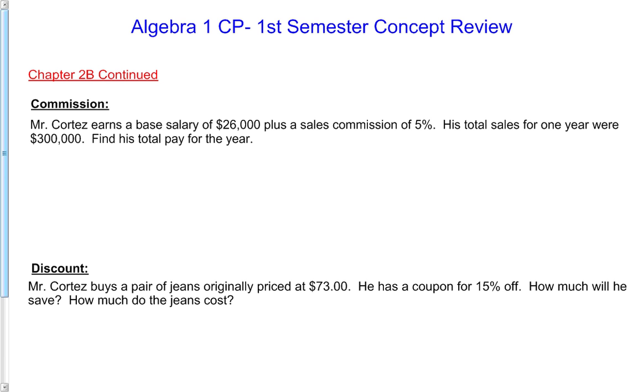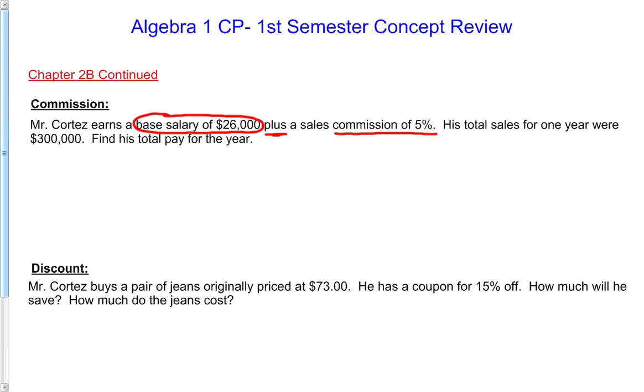All right, Mr. Cortez earns a base salary of $26,000 per year. $26,000 is the salary, so salary means that's what he is going to take home no matter what. No matter how many hours he works, no matter what he does, he's going to make $26,000. Then it says plus a sales commission of 5%. His total sales for 1 year were $300,000. Find his total pay for the year.